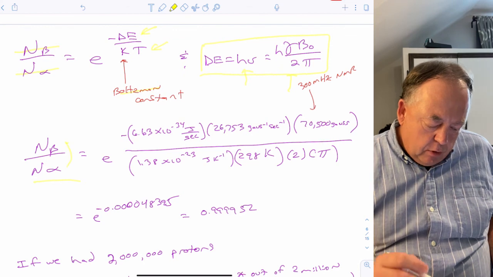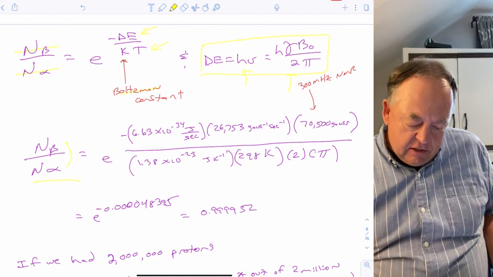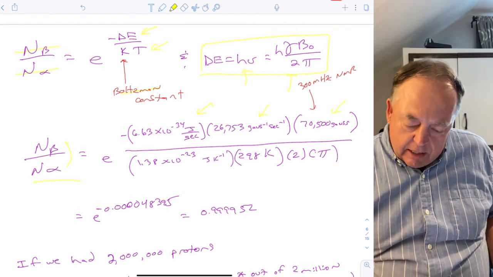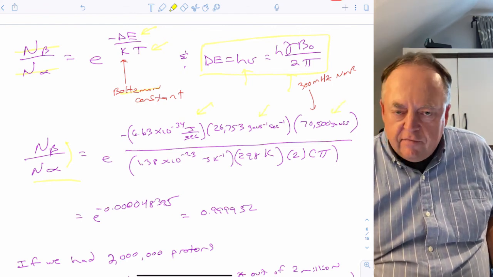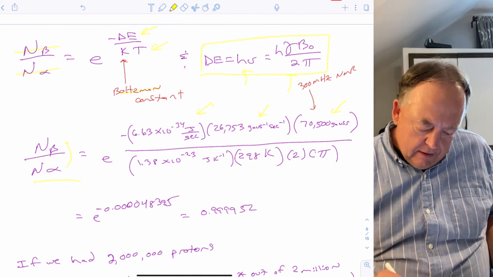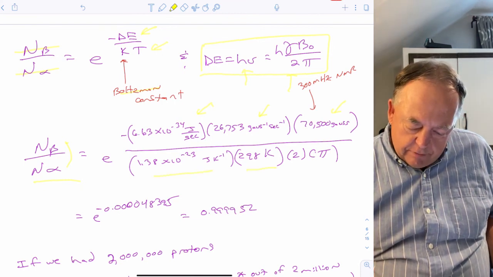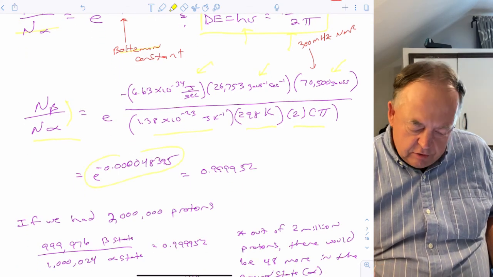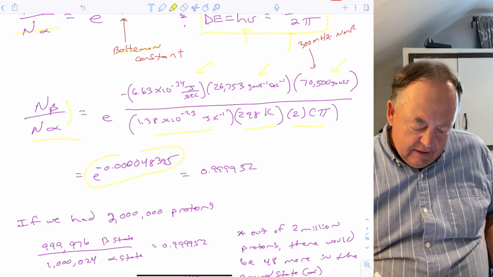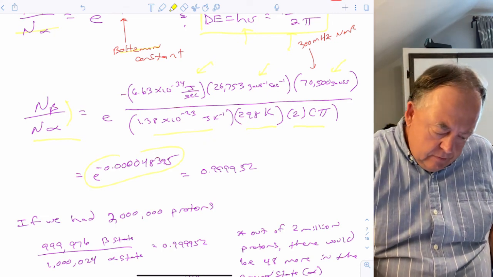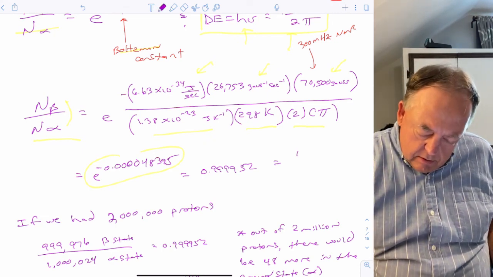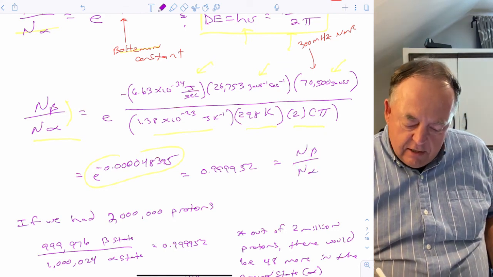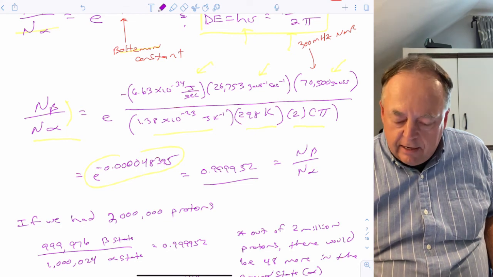So the ratio of protons in the beta state versus the alpha state is equal to e to the negative of Planck's constant times the magnetogyric ratio times the magnetic field, divided by Boltzmann's constant times the temperature times 2 pi. This is a calculation for a 300 megahertz NMR. Then we get e to the negative 0.00004835. So the ratio of nuclei in the beta state to nuclei in the alpha state is 0.999952.